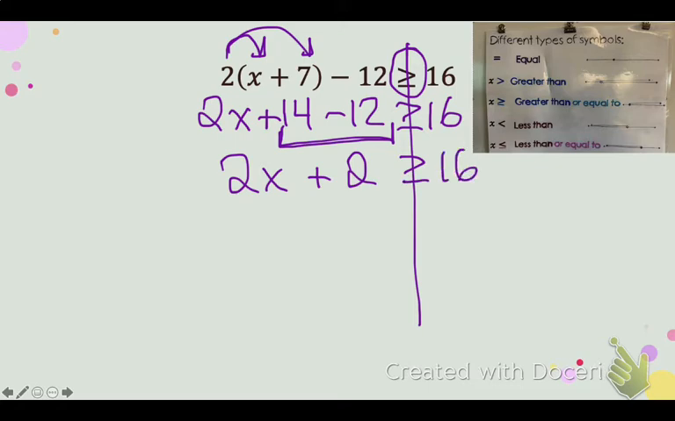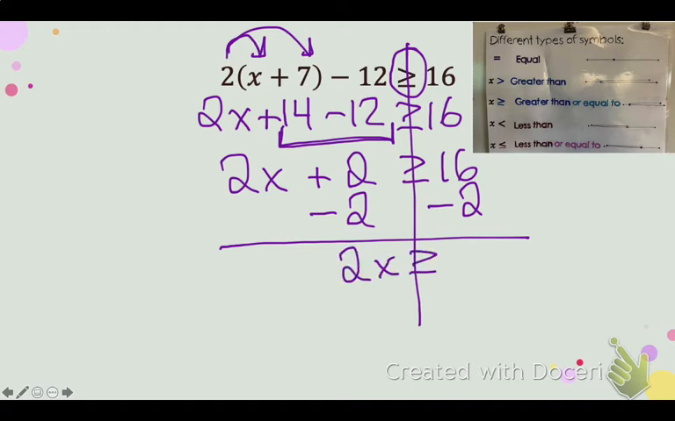Step 3 is to move variables to one side. This is a lucky problem because already the variables are on the left and there are no variables on the right, so I'm going to skip step 3. Step 4 is to move numbers to the other side. The variable's on the left, so the number goes to the right. So I'm going to subtract 2, and I'm subtracting 2 because I am doing the opposite operation. That gives me 2x is greater than or equal to 14.